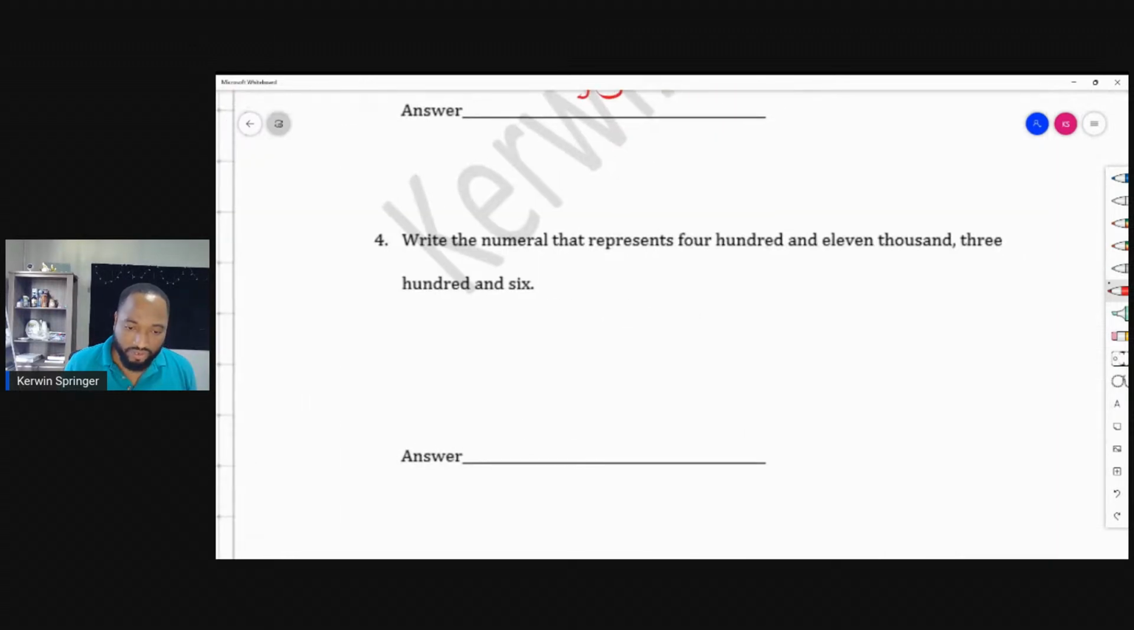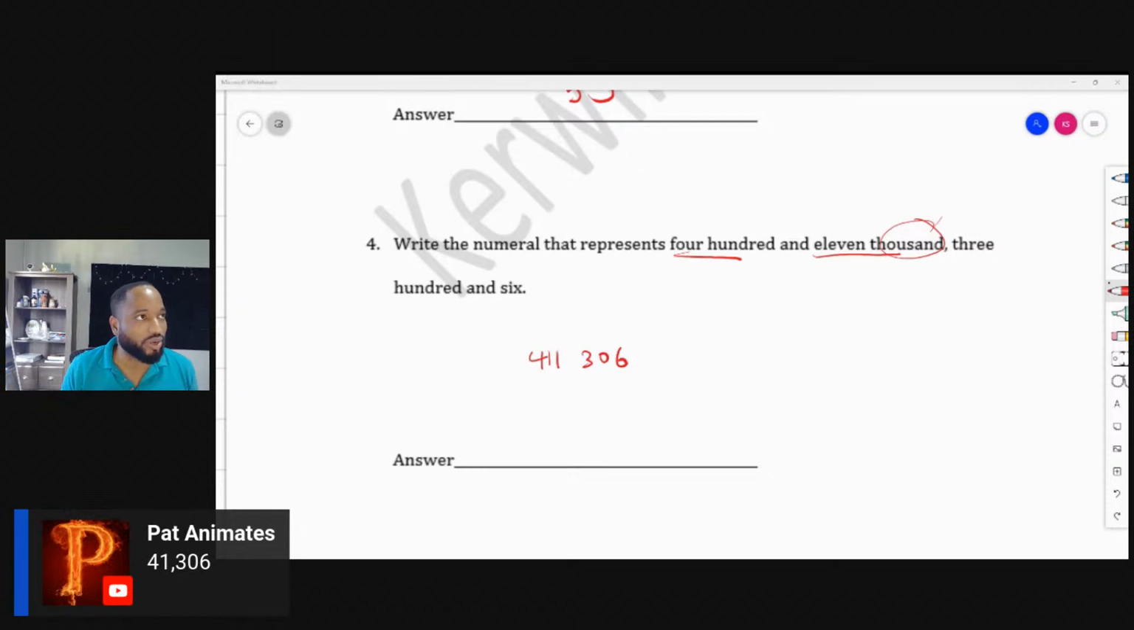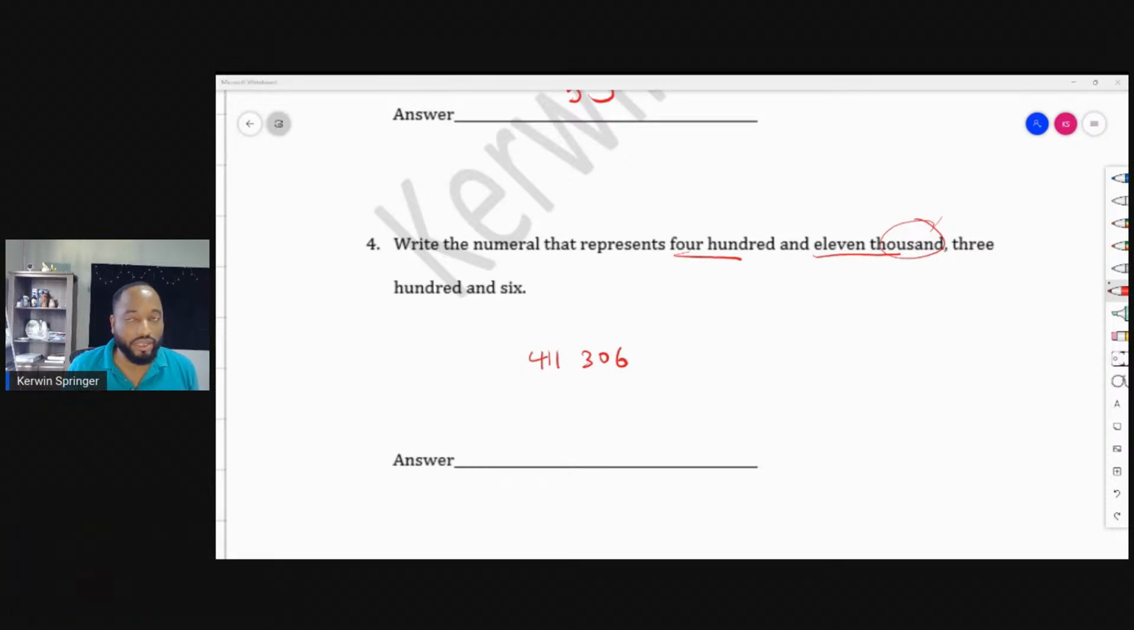Write the numeral that represents 411,306. 411,000, so in the thousands, and then 306. So the last 3 places, 306. I think Pat was the first one to jump out with that. Big up yourself.